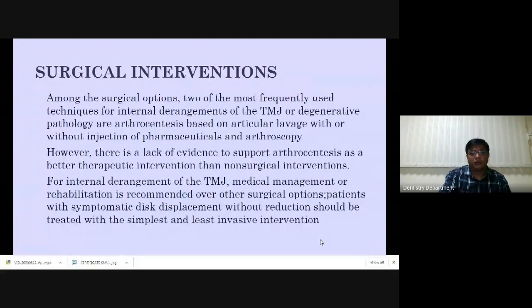Surgical interventions: open surgery is contraindicated in TMDs most of the time. Only if there is severe osteoarthritis where the joint is totally gone, you can go for joint replacement. But other than that, discectomy, and sometimes transferring a disc from some other parts, those are all obsolete now. If anybody does that, it is really harmful to those patients, because TMD is not a disorder which requires surgery most of the time. So medical management or rehabilitation is recommended over other surgical options.